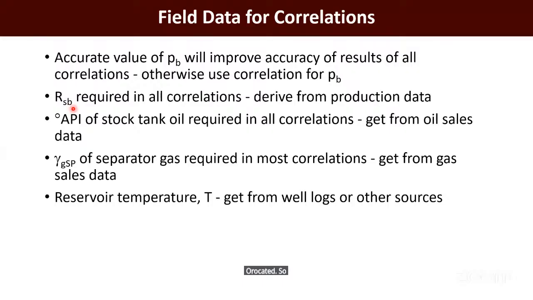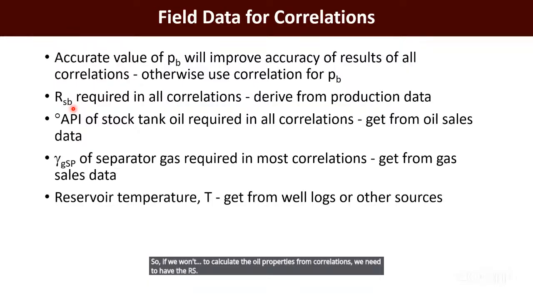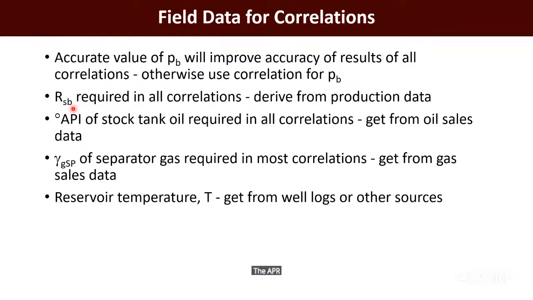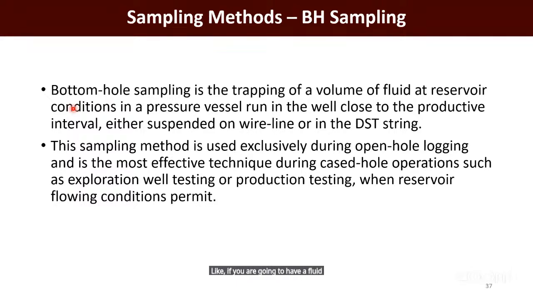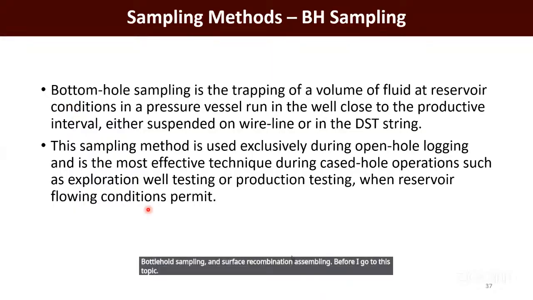So if we want to calculate the oil properties from correlations, we need to have the Rs at the bubble point, which is the gas oil ratio at the early stage of production, the API of the stock tank oil, and the specific gravity of separator gas, in addition to the reservoir temperature. So if you are going to have a fluid sample, there are different sampling methods: bottom hole sampling and surface recombination sampling. Before I go to this topic, if anybody has any questions.